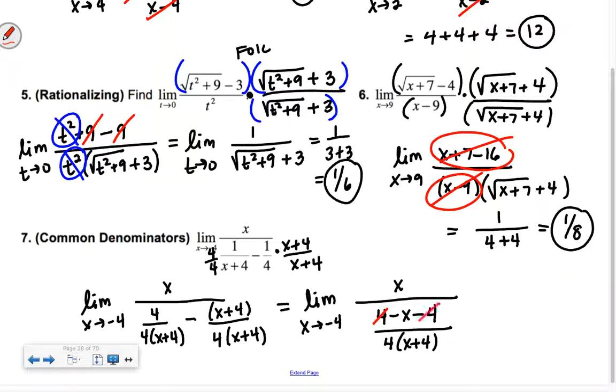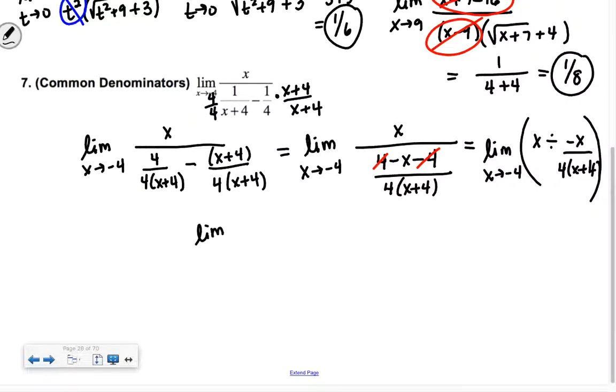So the 4 minus 4 go away. So what we have is the limit as x goes to -4, and we have x divided by, let me write it with the old school division sign, divided by -x over 4 times x plus 4. So if I was simplifying that, I'm going to multiply by the reciprocal. So I'm going to have limit as x goes to -4, and I have x times the 4 times x plus 4 goes on top, and the -x goes on the bottom.